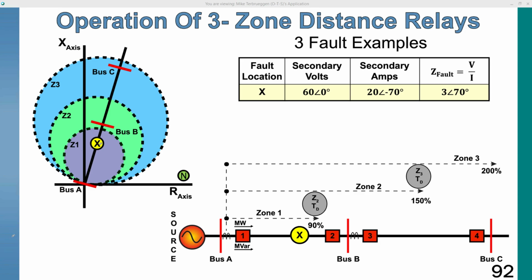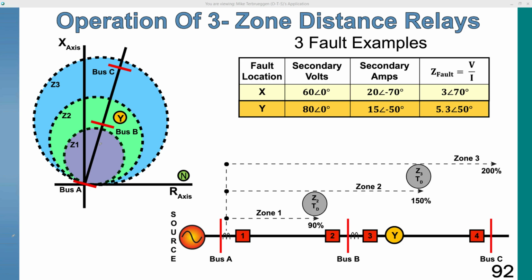That fault goes back to normal again. Here's another one. Now, we're talking about the relay back at bus A, the zone 1s, the zone 2s, the zone 3s. So the zone 1 wouldn't even see this. The zone 2 should, the zone 3 should. Now you see, you're farther away now. You've got more impedance.